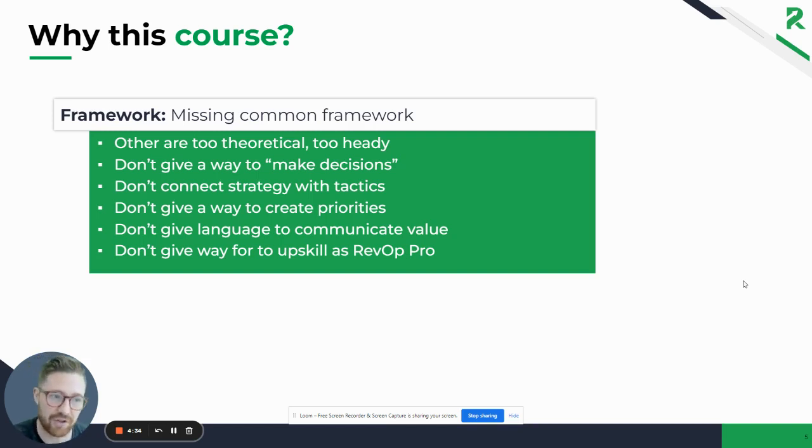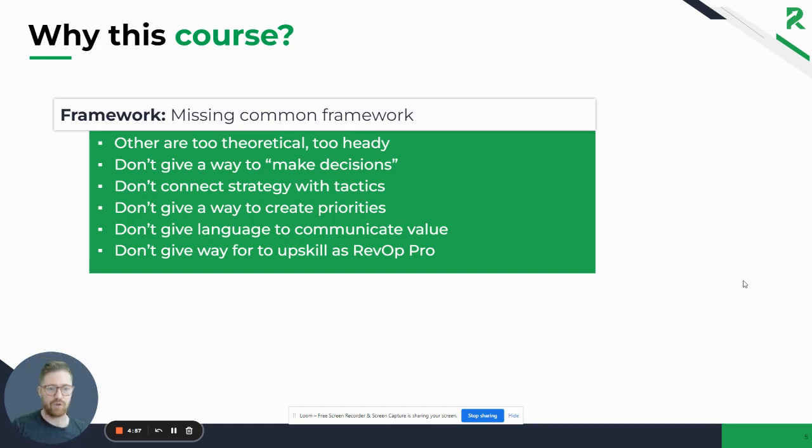It's not just theory for theory. We don't have a way, in the guides that exist, to make decisions. There's not a way to connect strategy, like your business model, go-to-market strategy, data model, and then math model, and then connect it with tactics, specifically in a CRM, that tell you how to do better.